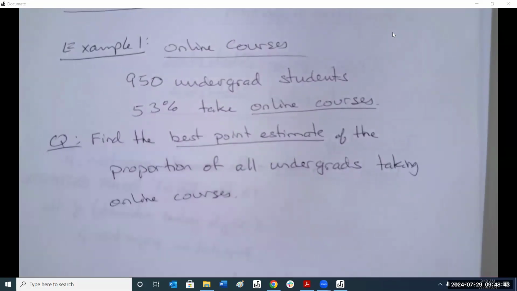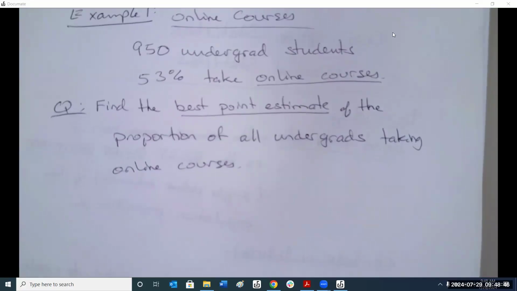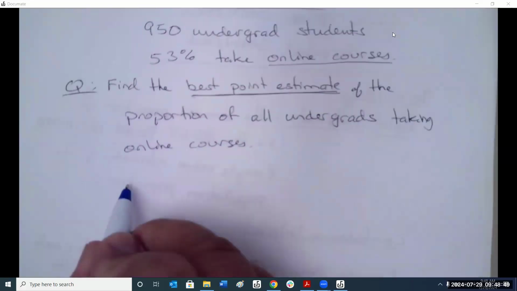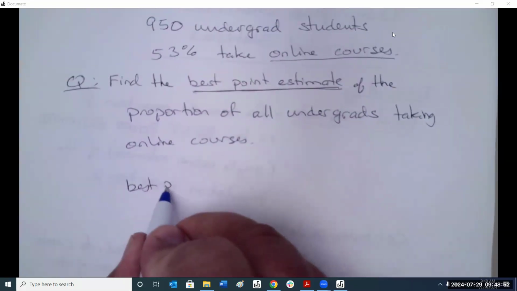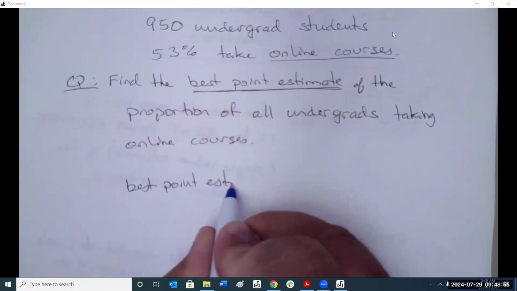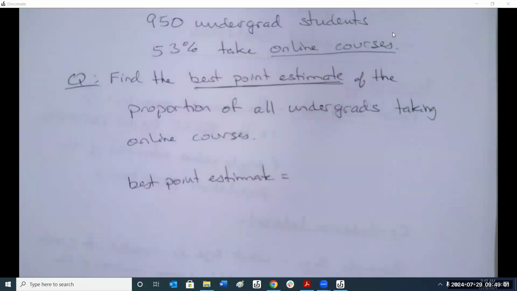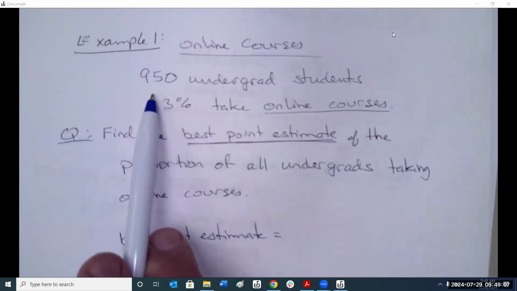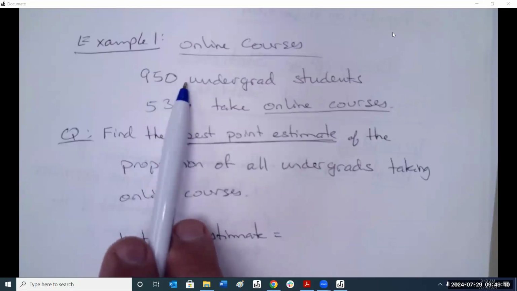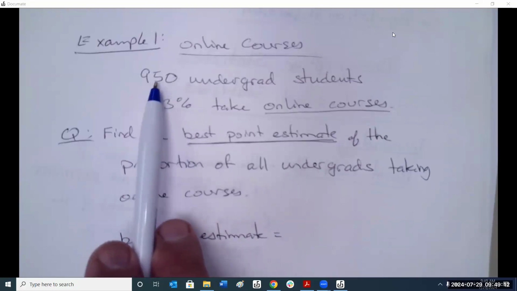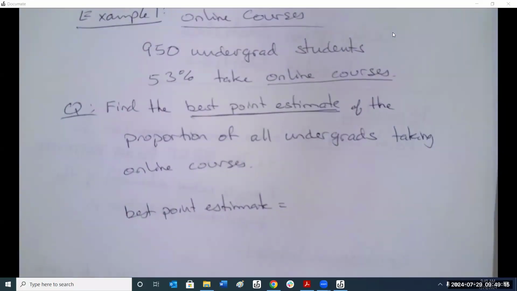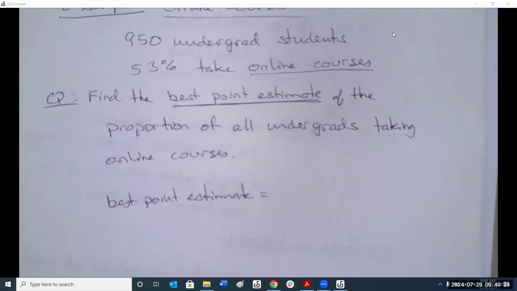This is the question. Notice how the question sets up our parameters. It tells us what we're looking for, the best point estimate. Is it of a population or is it of a sample? So since there are 950 people, it's a sample. Because how many undergraduate students are there in the world? So we're doing a sample.